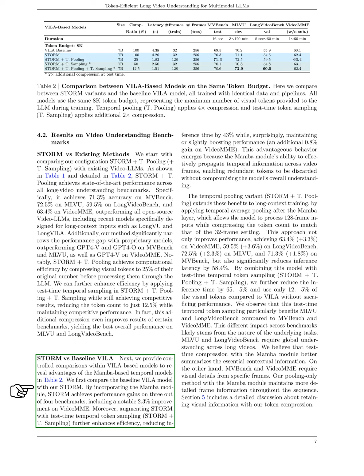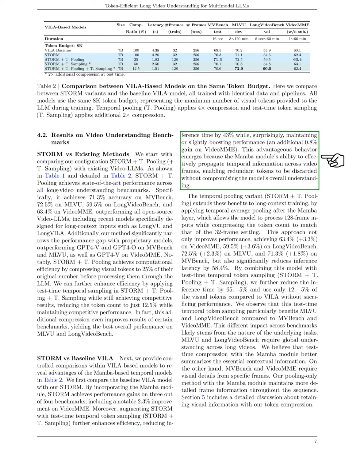Next, we conduct controlled comparisons with VILA-based models to highlight the advantages of our Mamba-based temporal models. We find that by adding the Mamba module, STORM improves performance on 3 out of 4 benchmarks, including a 2.3% gain on Video MME. When we augment STORM with test-time temporal token sampling, we reduce inference time by 43% while maintaining or slightly improving performance, with an additional 0.8% gain on Video MME. This is due to the Mamba module's ability to effectively manage temporal information across video frames, allowing us to discard redundant tokens without losing overall understanding.